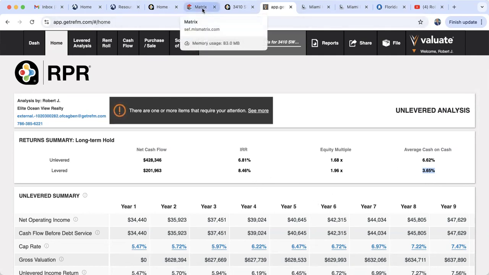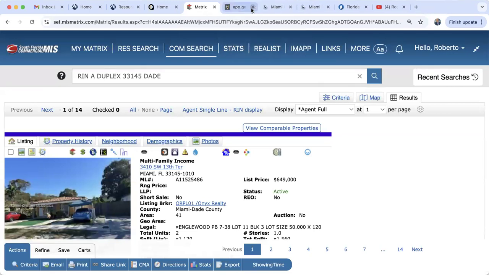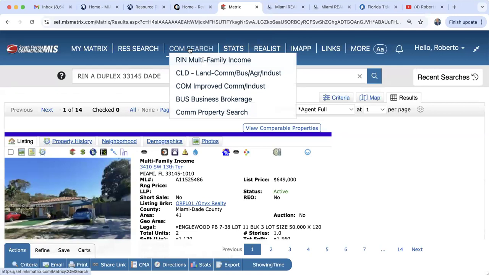All right. I'm gonna go back to Matrix and I'm gonna open up now a larger property. So for large properties, we're gonna go to say commercial search. We're gonna go to commercial search.